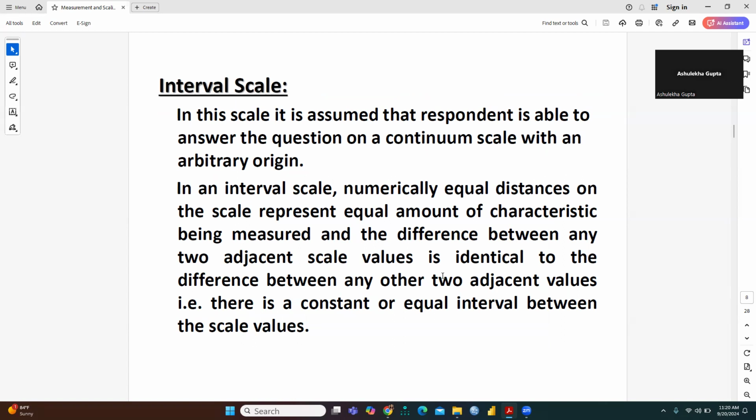But there is the arbitrary origin. So in an interval scale, numerically equal distances on the scale represent equal amounts of the characteristic being measured, and the difference between any two adjacent scale values is identical to the difference between any other two adjacent values. There is a constant or equal interval between the scale values.